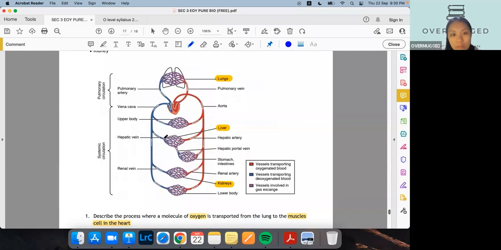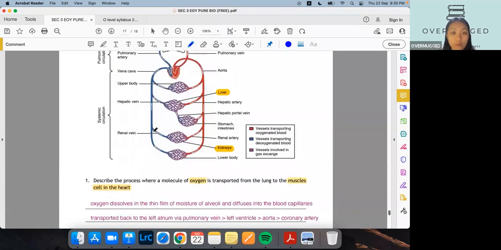If you have this diagram, that should be pretty easy. Just follow the arrow because the blood only flows in one direction. So from the liver, it can only go one place, which is back to the heart. You cannot suddenly jump to the upper body. It only follows the direction of the arrow.